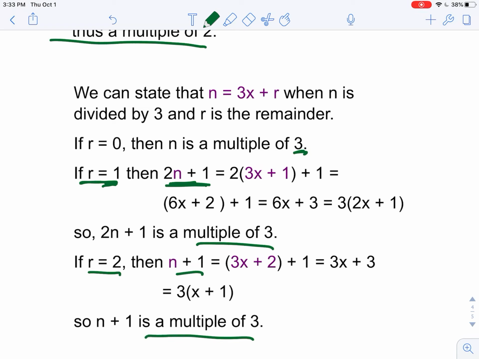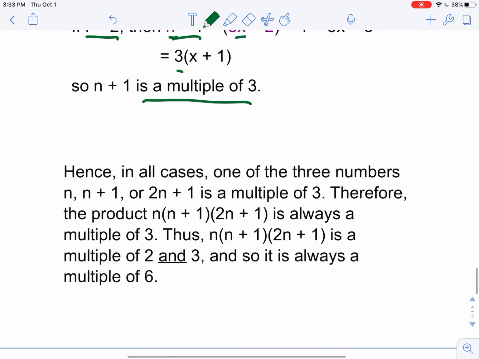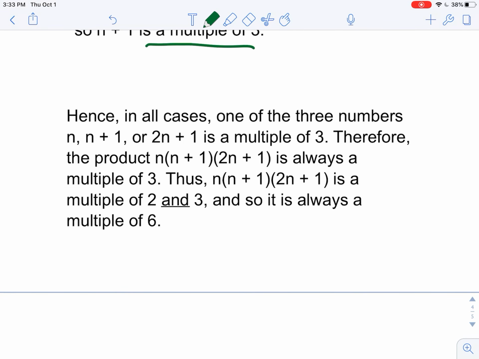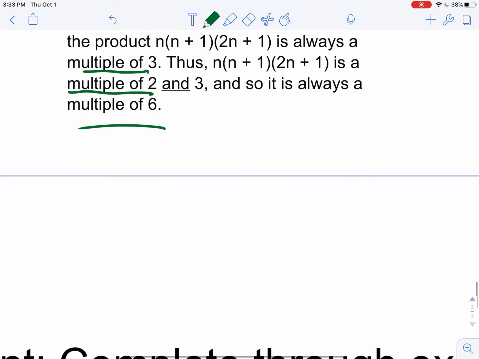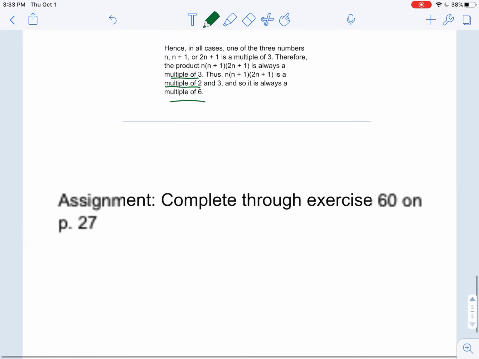And again, here are these factoring techniques. In both, I color-coded it here to try to make it a little more apparent that the n and the 3x, n gets replaced with 3x plus 1, and then I'm able to factor out 3. And here, I replace n with 3x plus 2, and I'm once again able to factor out a 3. So in cases of all 3 numbers, n or n plus 1 or 2n plus 1, one of them must be some multiple of 3. Therefore, the product must always be a multiple of 3. And since I showed earlier it's a multiple of 2, it also has to be a multiple of 6.